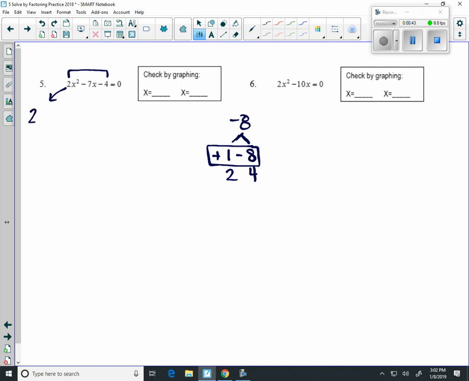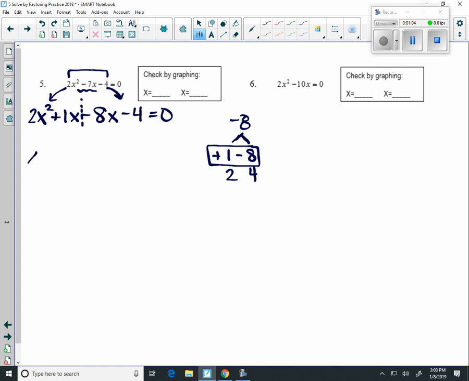2x squared goes out front. Negative 7x becomes positive 1x minus 8x. And then minus 4, and we're equal to 0. Now we're going to cut our problem in half.